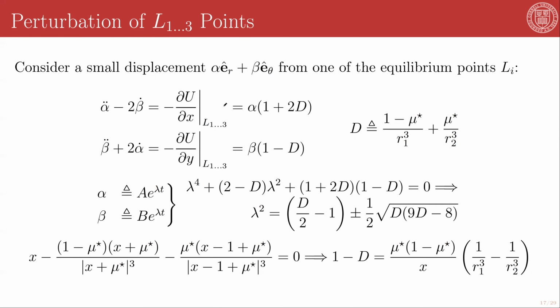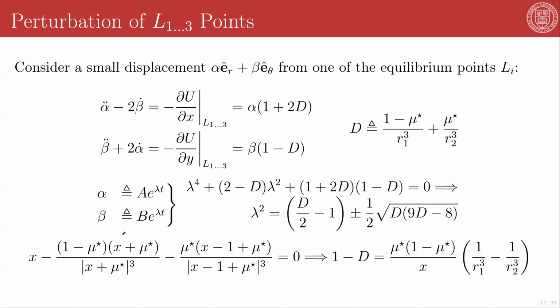We now perform the exact same linear analysis for the collinear on-axis Lagrange points. And after doing the same basic algebra and plugging in the same linearization, we get the system alpha double dot minus 2 beta dot is equal to alpha times the quantity 1 plus 2d, and beta double dot plus 2 alpha dot is equal to beta times the quantity 1 minus d, where we've defined a new term d that has the form (1 minus mu star) over r1 cubed plus mu star over r2 cubed.